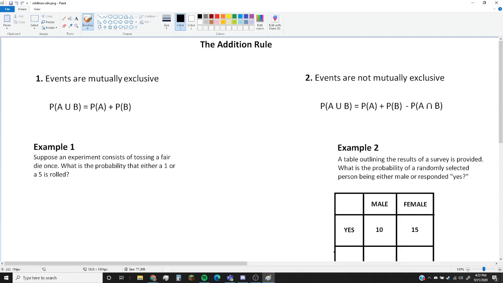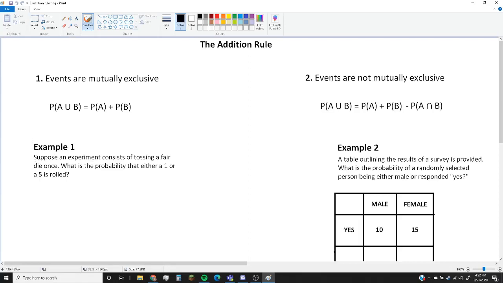In this video we're going to go over the addition rule for statistics. So if we look at number 1 over here, we've got the first iteration of the rule saying that when the events are mutually exclusive, meaning that one thing cannot be both A and B at the same time, we've got the probability of A union B is equal to the probability of A plus the probability of B. So we can use that in our example 1 down here.